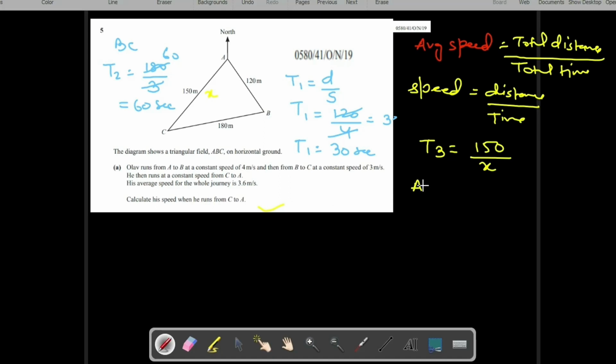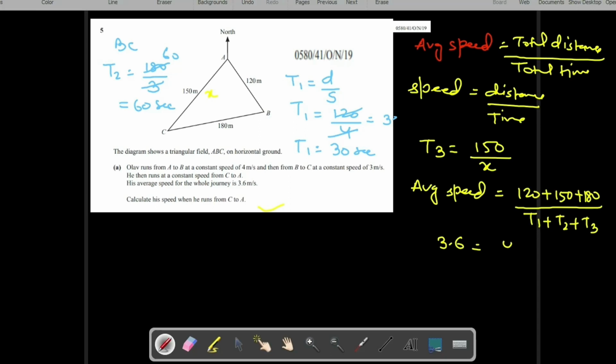Now average speed is equal to total distance upon total time. The total distance is 120 plus 150 plus 180, and the total time is t1 plus t2 plus t3. Average speed is already given in the question, which is 3.6. If I add all the distances, I get 450. Time is t1 30 plus 60 plus t3.